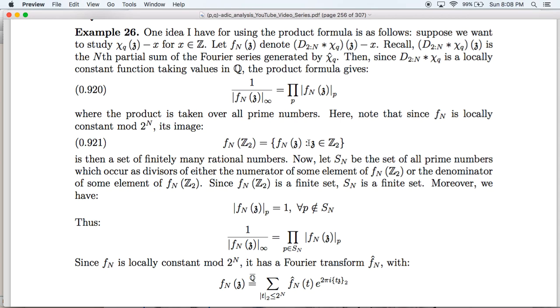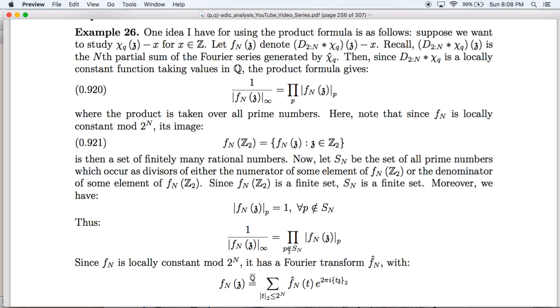Since we have finitely many rational numbers, we can only have finitely many prime factors of their numerators and denominators, so Sn contains finitely many primes. By construction, if a prime p is not in Sn, then it's in neither the numerator nor the denominator of any fn of z, and so this must hold true for all z in Z2 whenever p is not in Sn. So our product formula will then reduce to the finite product over all primes in Sn.